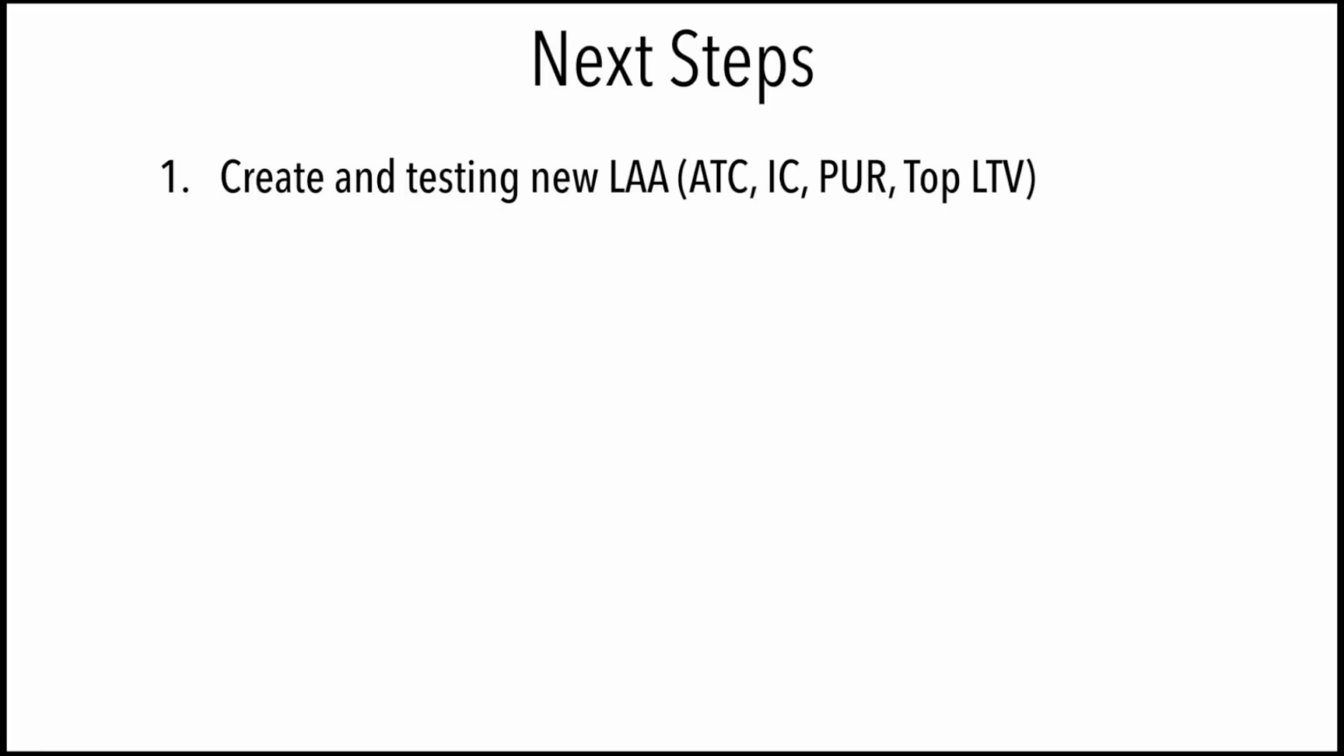So the next steps that I'm not going to be talking about in this video, but just so you guys have an idea, a vision of where everything's going to go in the future, we're going to be creating and testing new lookalike audiences. So even though I hate all of these acronyms for these words, ATC, IC, it's add to cart, initiate checkout, purchase, and top lifetime value. These are going to be some of the most profitable lookalike audiences that we'll be making later once we have enough data.